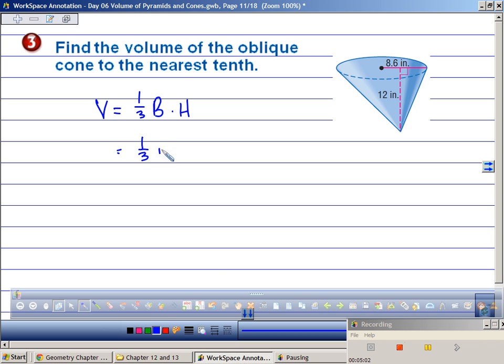So 1/3 of, what's my base? Pi times what? 8.6 squared times my height, which is 12. So that's going to be 4 pi times whatever this is, which if I put that in a calculator, I already have it figured out. It's 929.4 inches cubed. 4 pi, sorry, 4 pi. 1/3 of 12 is 4.